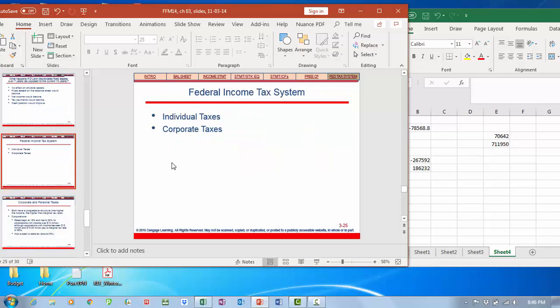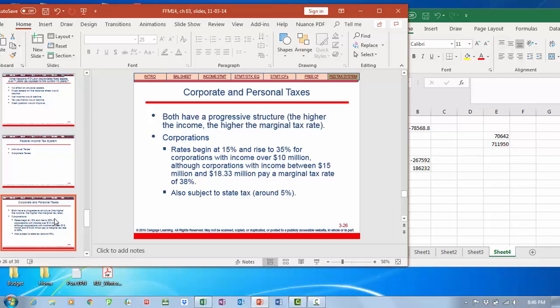Let's briefly talk about individual taxes and corporate tax. And again, these are frequently changing terms. Generally, the specifics of individual taxes keep changing; recently, there were some changes made to the individual tax rate and corporate tax rate. So these keep changing from time to time. Both have a progressive structure. The higher the income, the higher the marginal tax you pay.